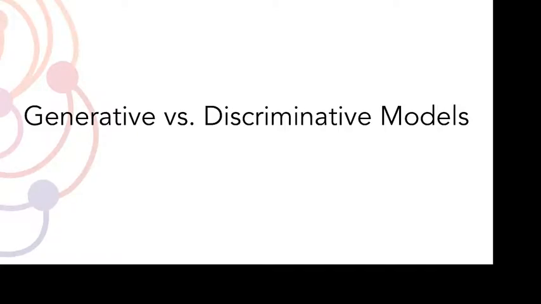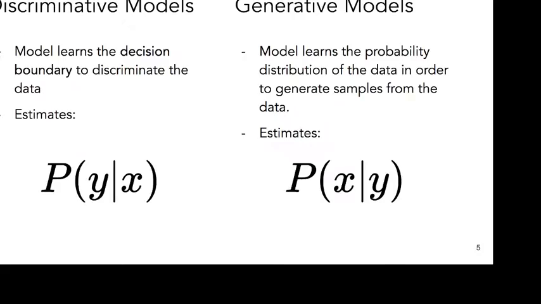So generative versus discriminative models. A discriminative model is a model that learns the decision boundary to discriminate the data. So basically, it looks at a whole bunch of data and then decides for each data point, is this one class or the other? If we say P is a probability function, Y is the class label and X is the data, then P of Y given X, given the data, it tries to predict what class this is, and it tries to predict where the decision boundary is.